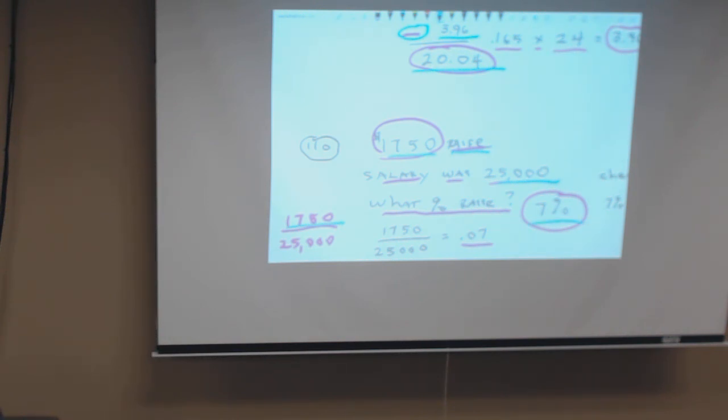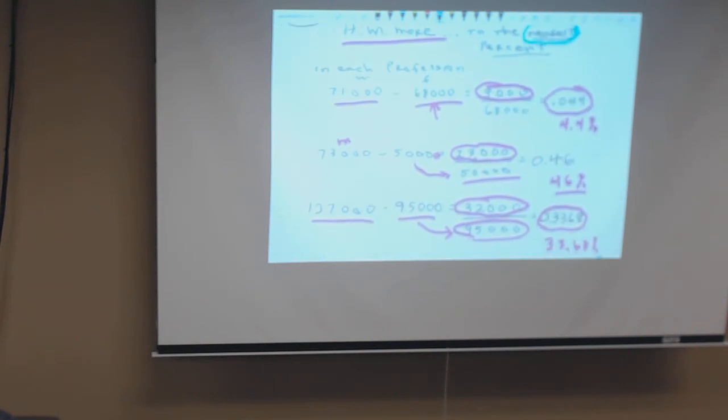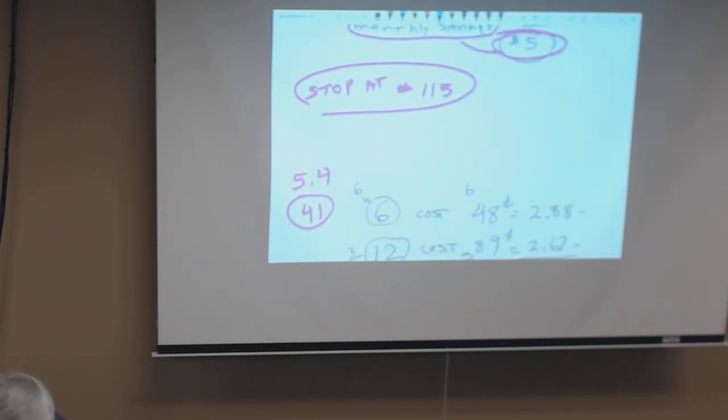To check it out, take 0.07 times her salary, 25,000, and sure enough, I get 1,750. I get the amount of her raise. So you can always check it out to see what's going on. Okay, where do you stop? Stop at 115. Problem 115.